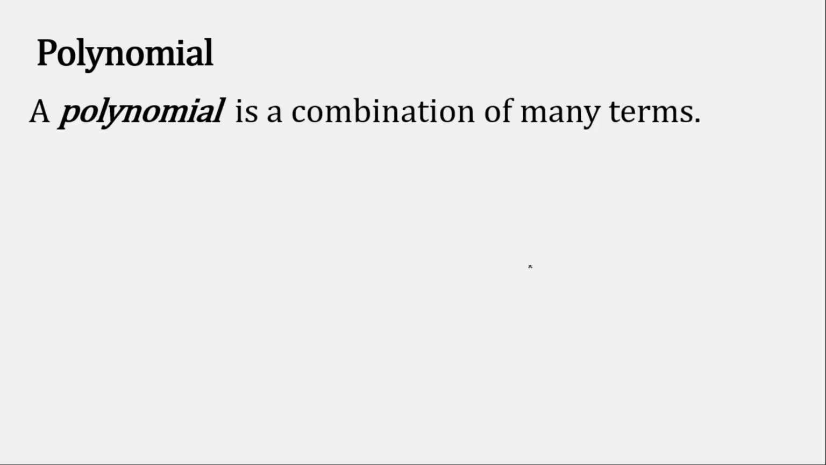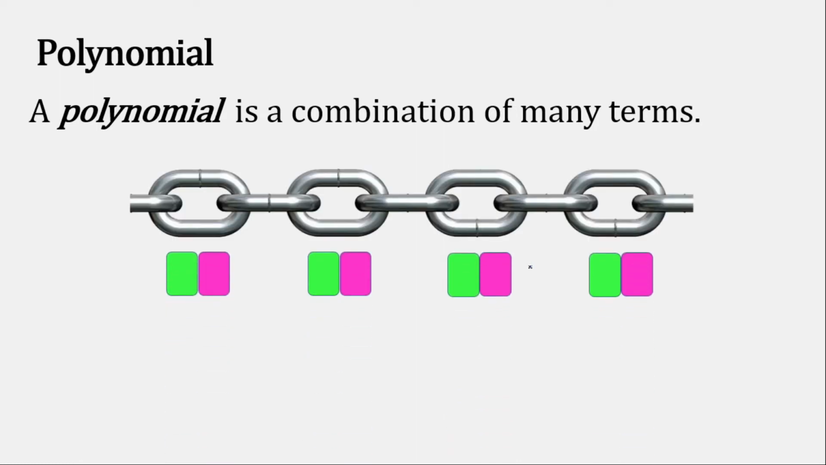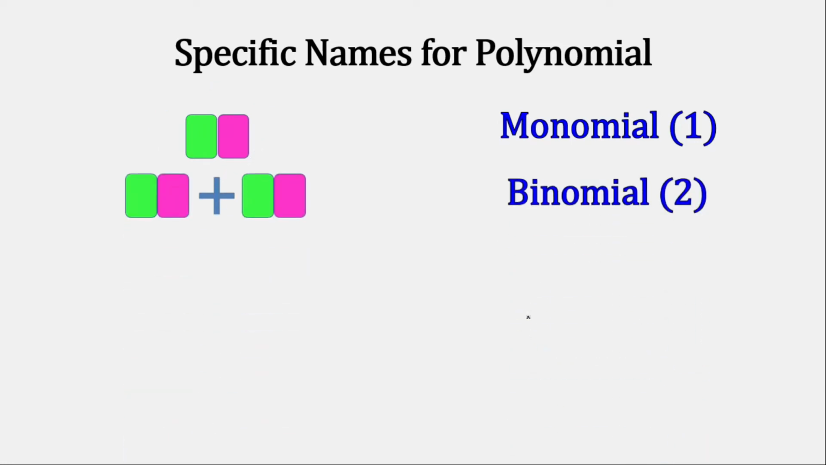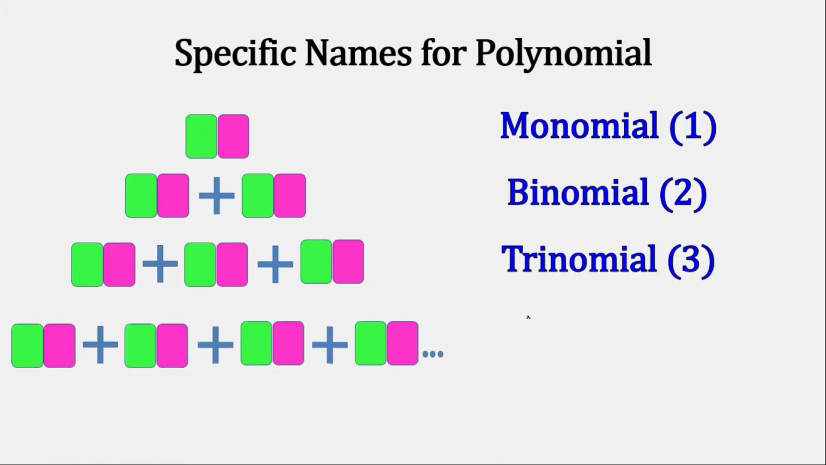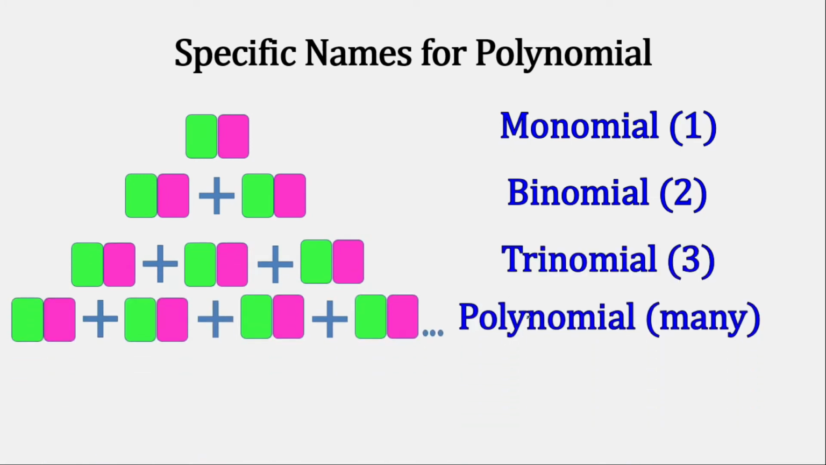Now, if we talk about polynomials, a polynomial is a combination of many terms. It's like a chain of terms that is connected by addition and subtraction. Now, we have some special names for polynomials. Though it is not a polynomial, it is also nice to learn about one term: monomial. We call it a monomial because it only has one term. Next is binomial because it has two terms, then trinomial, and polynomial. Polynomial means many terms. So as you can see, we could also consider binomial and trinomial as polynomials.